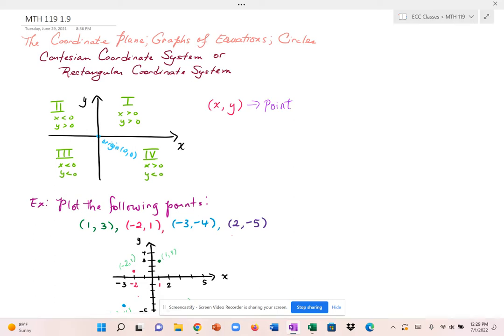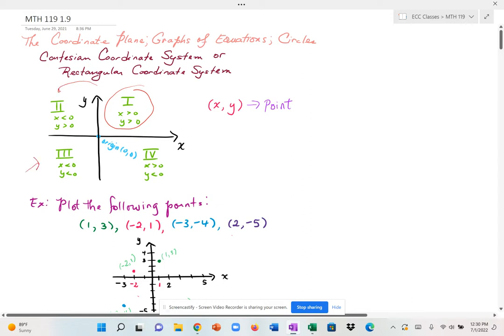Those two lines divide up this plane, this two-dimensional space, into what we call four quadrants. And the first quadrant is in the upper right-hand corner here. And then you go counterclockwise. So then we have quadrant 2, quadrant 3, and quadrant 4. There are infinitely many points that could be graphed on an xy plane.